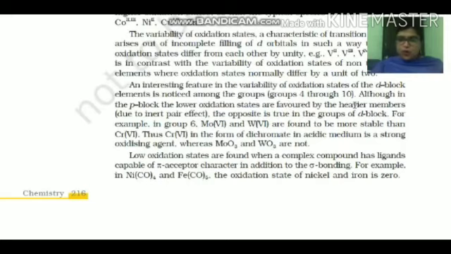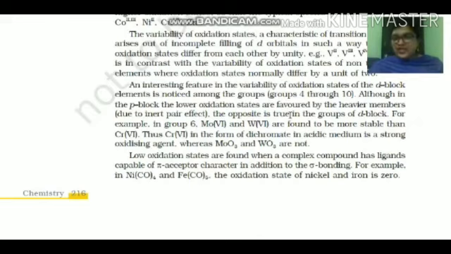So here children, when we talk about d block elements, what will happen? I will read this line. Although in p block the lower oxidation states are favored by heavier members due to inert pair effect. Means in p block, if I give you the example of lead, +2 and +4 oxidation states are there. Which state will be more stable? +2, because of inert pair effect.